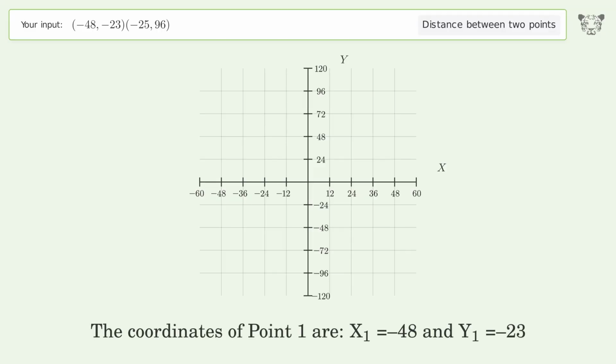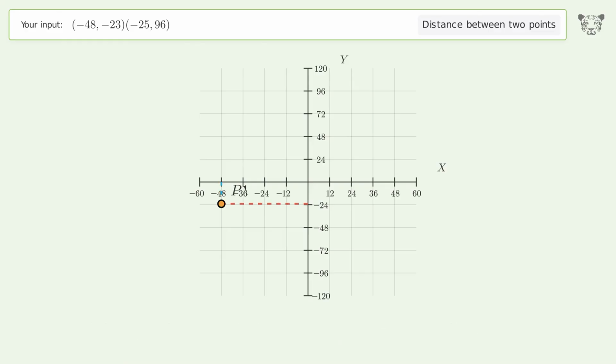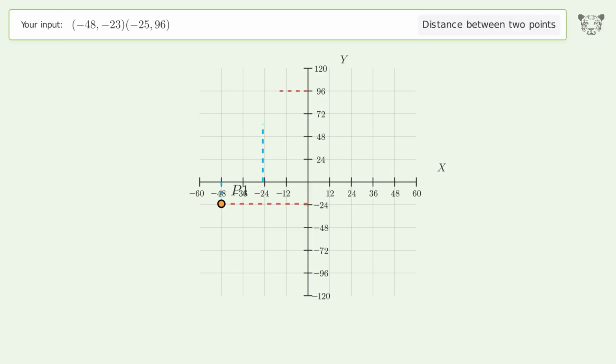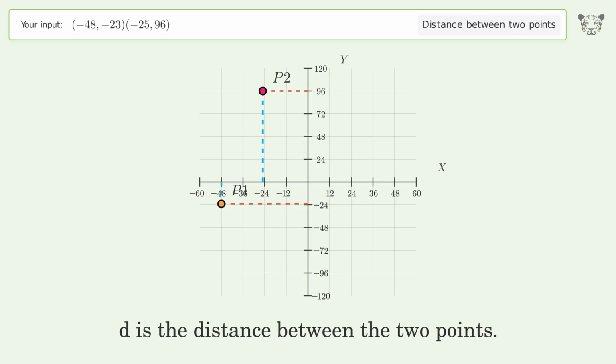The coordinates of point 1 are x1 equals negative 48 and y1 equals negative 23. The coordinates of point 2 are x2 equals negative 25 and y2 equals 96. D is the distance between the 2 points.